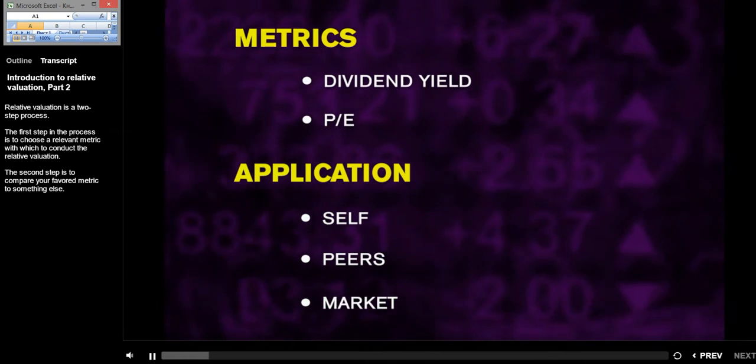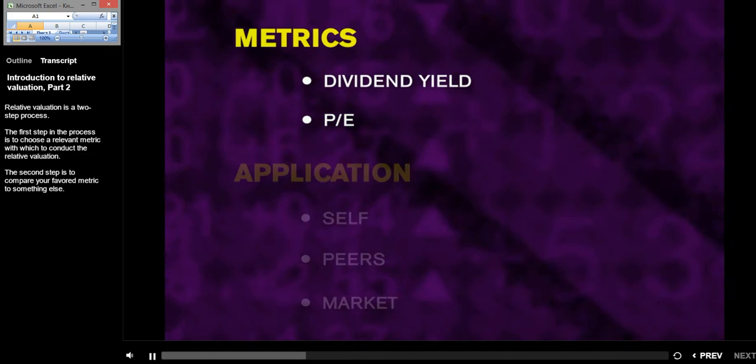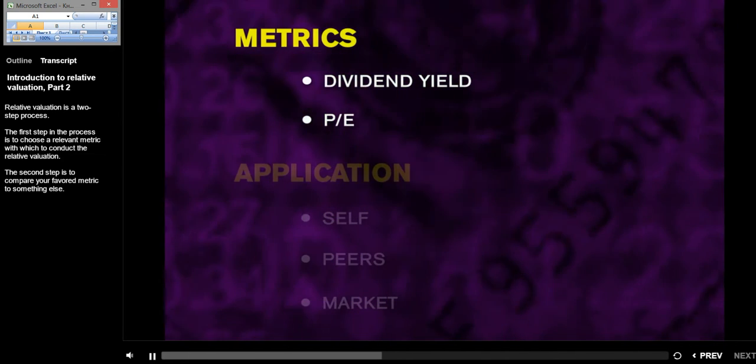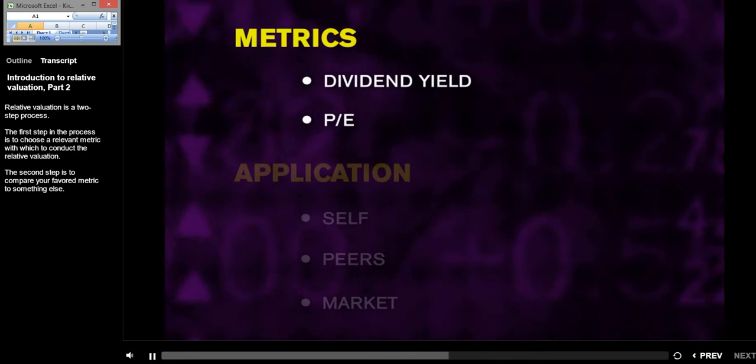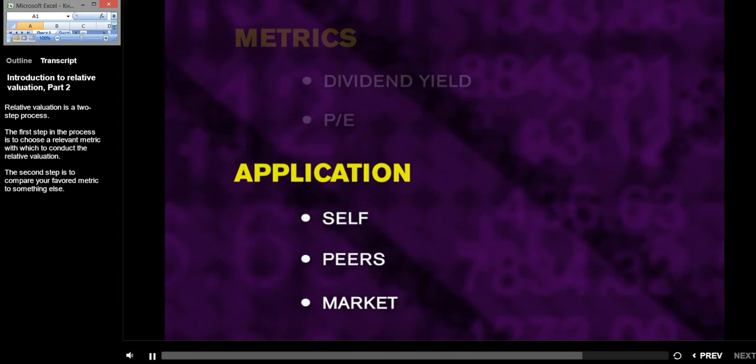Relative valuation is a two-step process. The first step in the process is to choose a relevant metric with which to conduct the relative valuation. The second step is to compare your favored metric to something else.